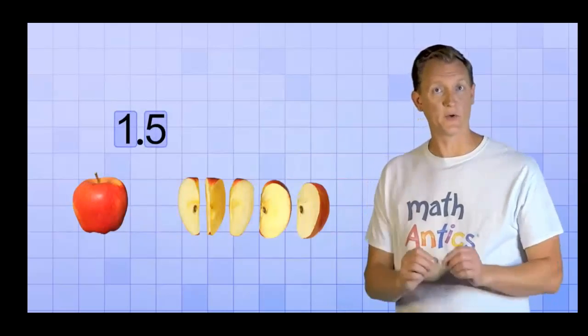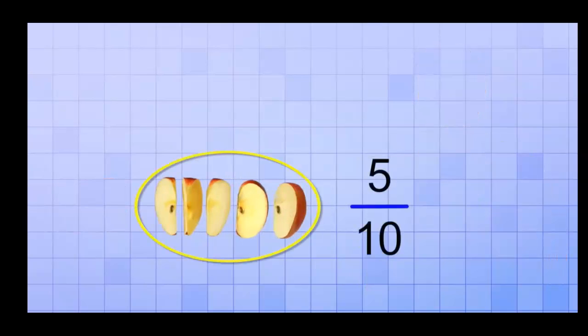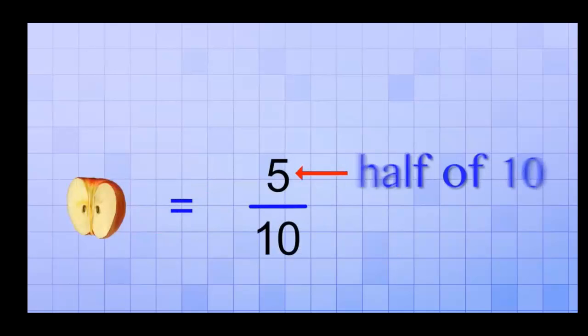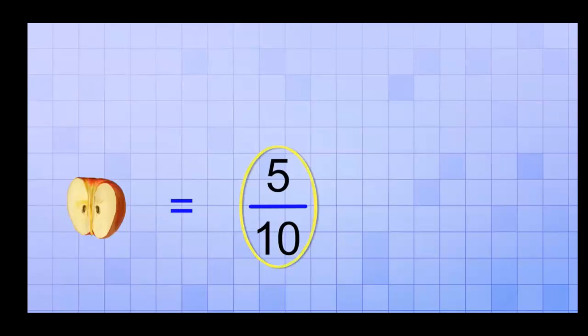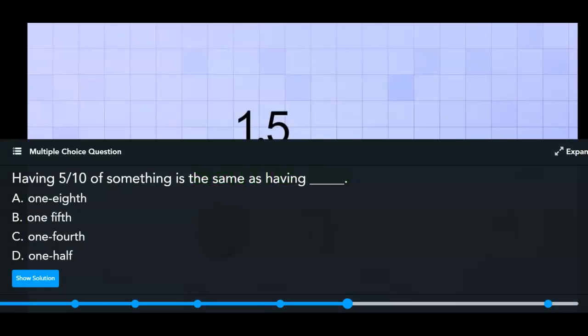Let's pause for a second to notice something important. Do you see that having 5/10 of an apple is the same as having 1/2 of an apple? That's because 5 is exactly half of 10, and the fraction 5 over 10 can be simplified to 1 over 2. That's why having 1.5 apples is the same as having 1 and 1/2 apples. Pretty cool, huh? Having 5/10 of something is the same as having 1/2. Were you paying attention?